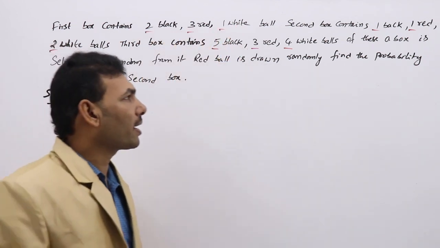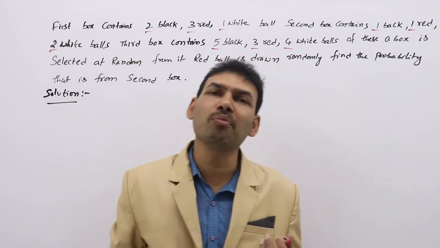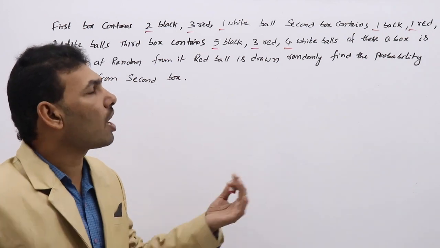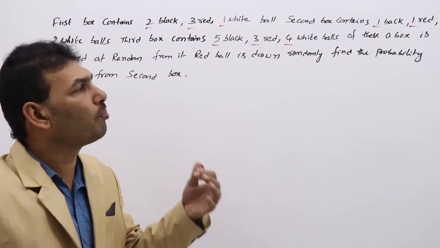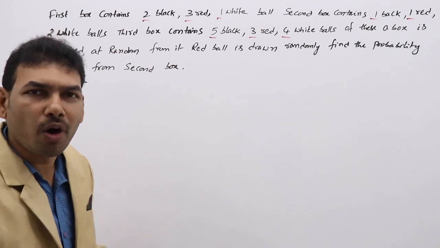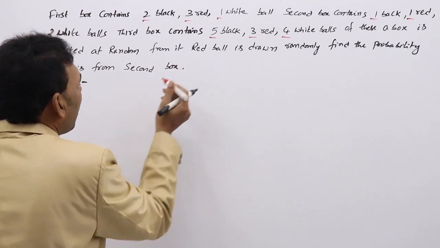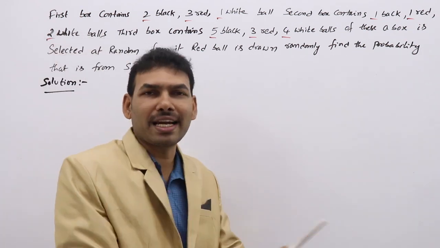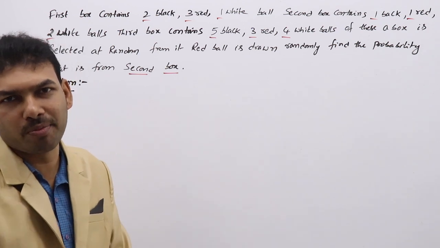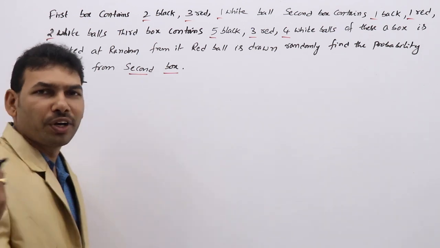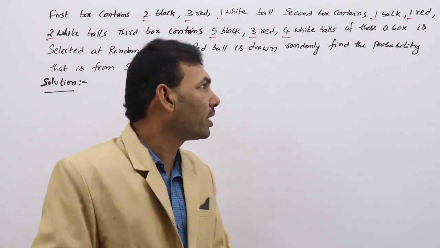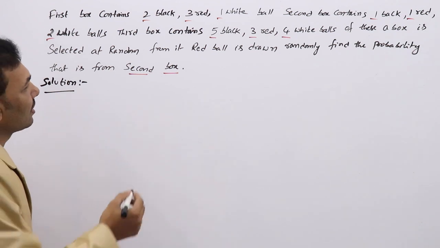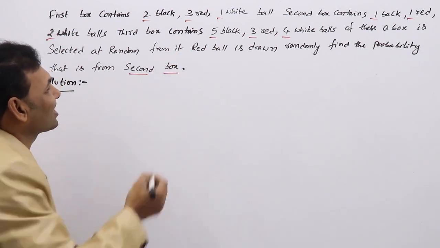So what happened here? From the 3 boxes, randomly one box is selected. We don't know what that box is. One ball is drawn from that box. For example, that is a red ball. What is the probability that the red ball came from the second box? So randomly we selected one box from the 3 boxes, we draw a red ball from it, and now the question is, what is the probability that the ball came from the second box?